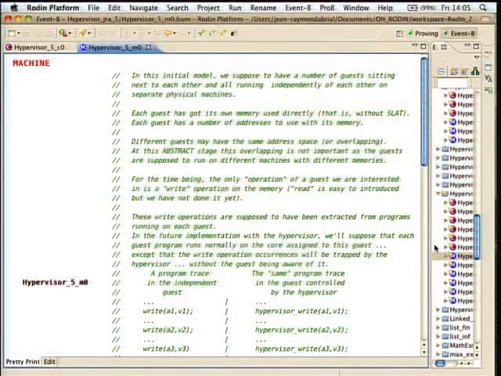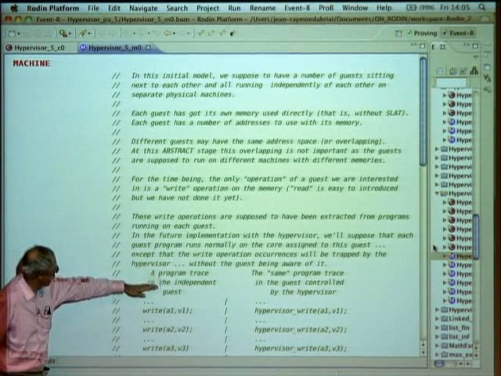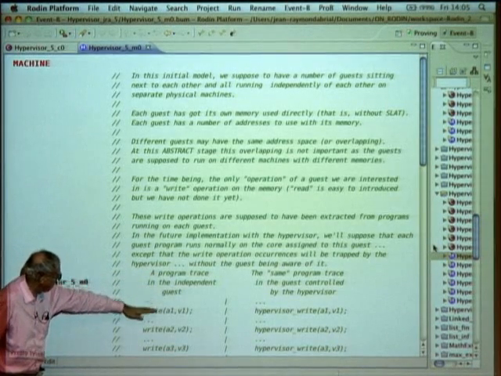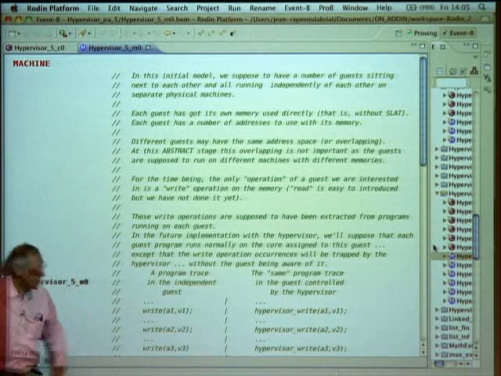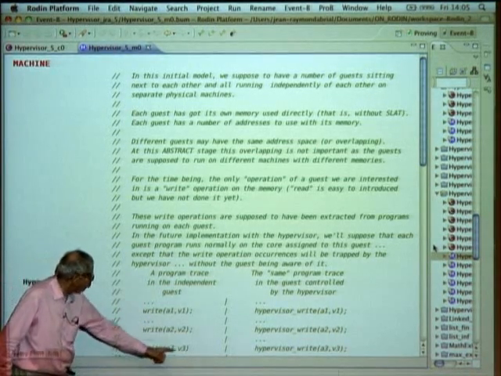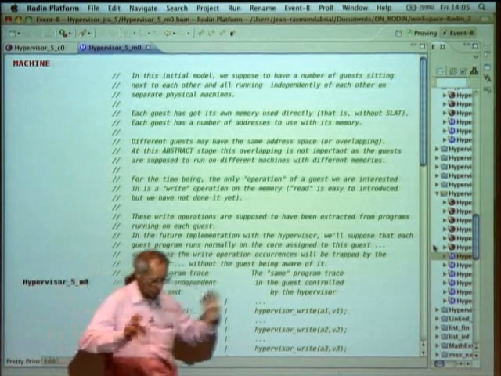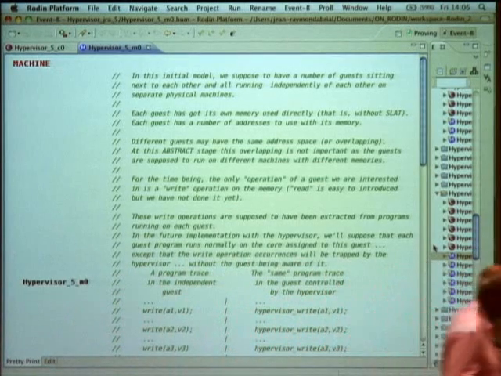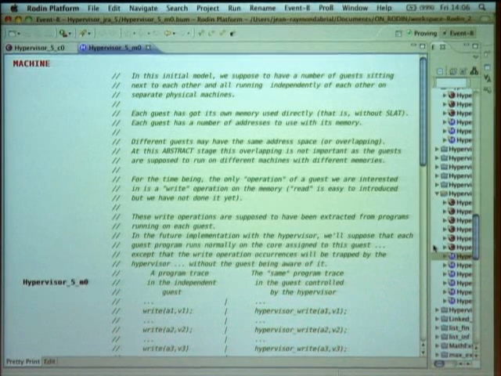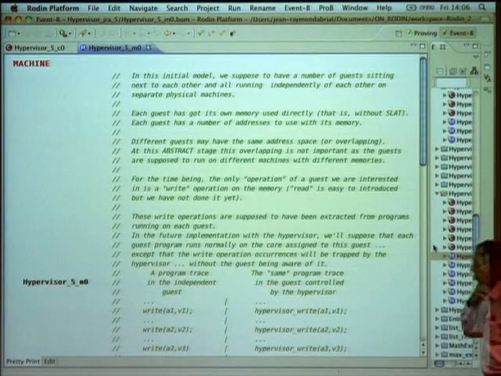So the idea essentially is the following: if we take a program trace of an independent guest, from time to time he's writing in the memory. Write A1 V1, write A2 V2, write A3 V3. And in between, the guest is doing whatever he wants on his local problem. But from time to time, he writes in the memory. He also reads in the memory, but we have only considered writing because it's more difficult. Reading is very easy. We have not done it.